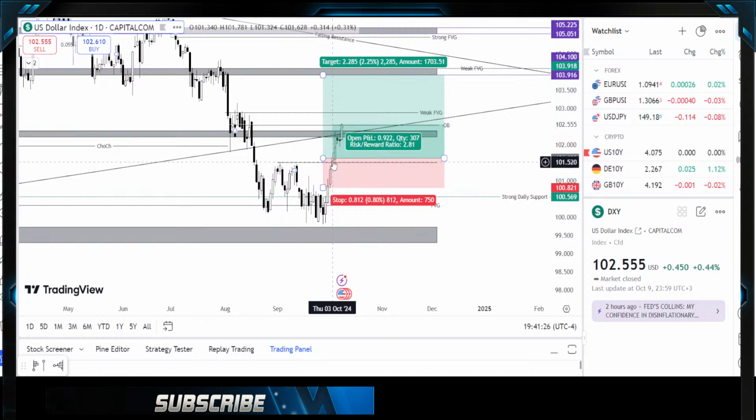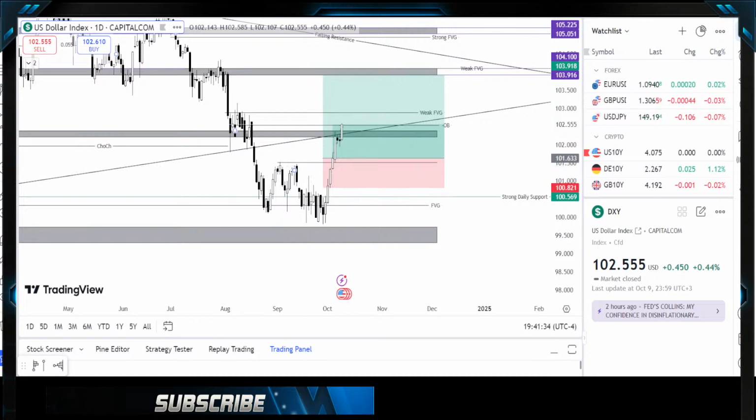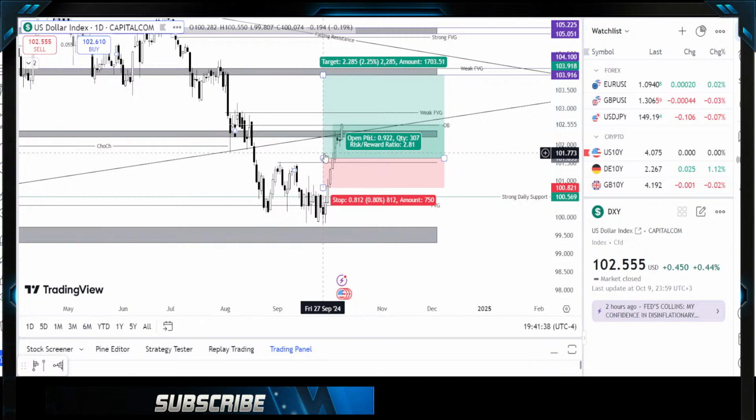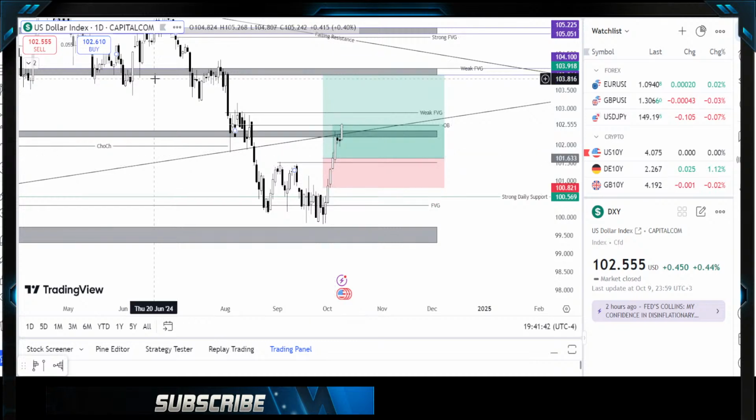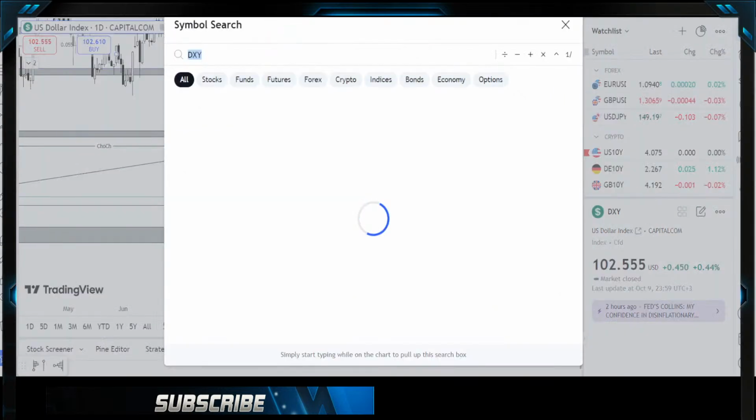Okay, so our thesis, we're going to start creating it on the third, right? Now we come into the DXY. We already know the DXY is going to be bullish for a short period of time, right? We take note of that information.